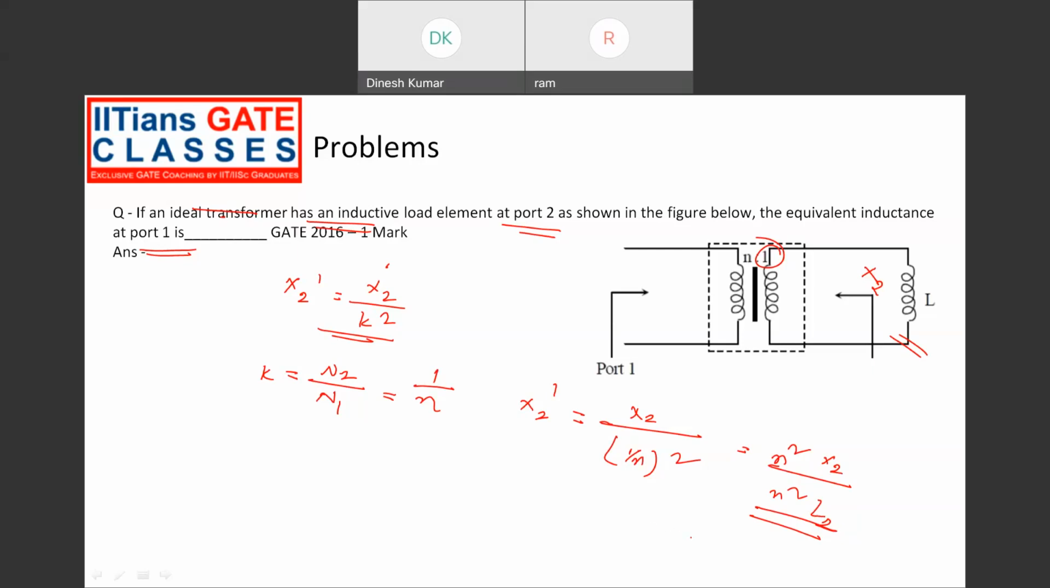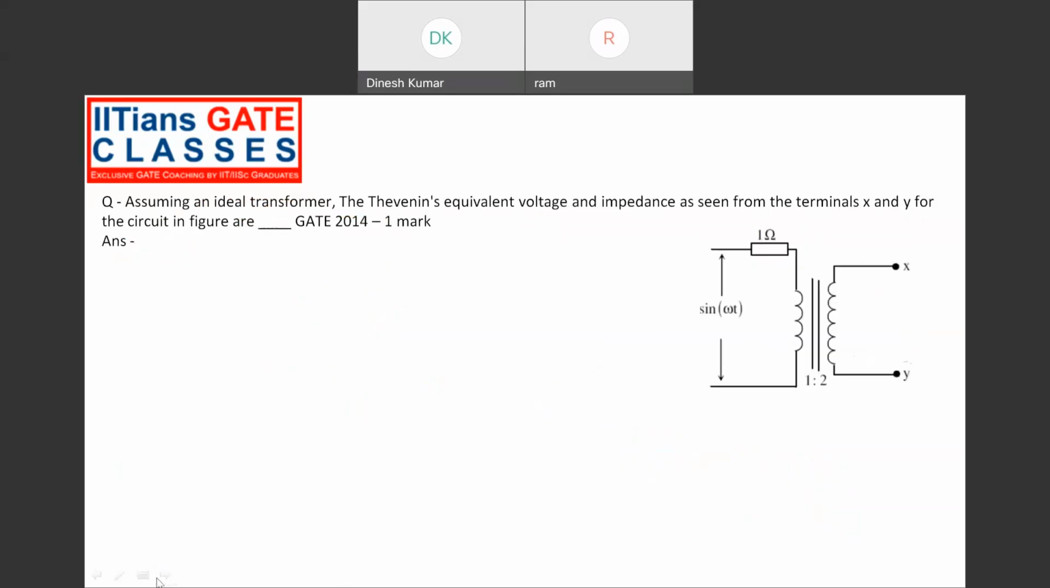We'll go to the next question. So GATE 2014, 1 mark question. Assuming an ideal transformer, the Thevenin equivalent voltage and impedance as seen from the terminals X, Y for the circuit in figure R.